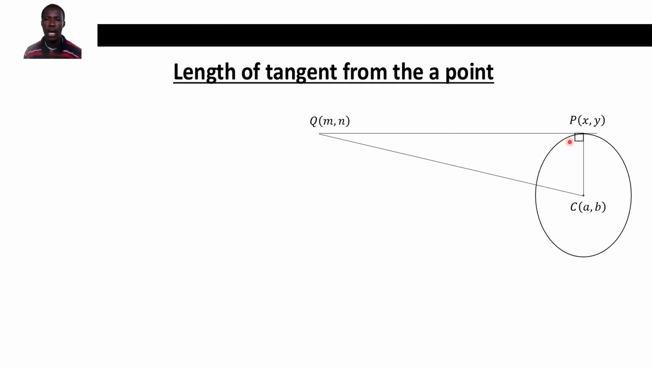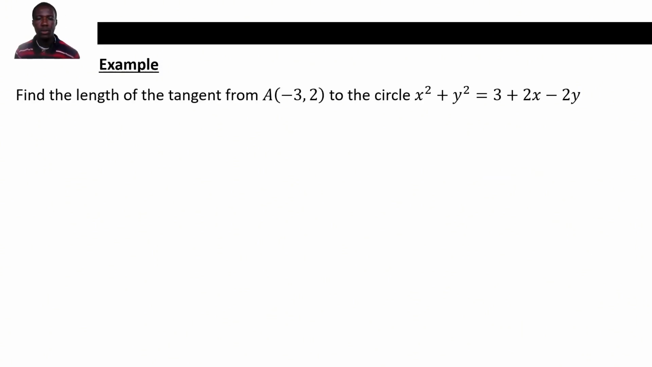Okay, so we'll go ahead and solve an example. I will take our first example. Find the length of the tangent from point A, which is (-3, 2), to the circle x squared plus y squared is equal to 3 plus 2x minus 3y. So let's solve.